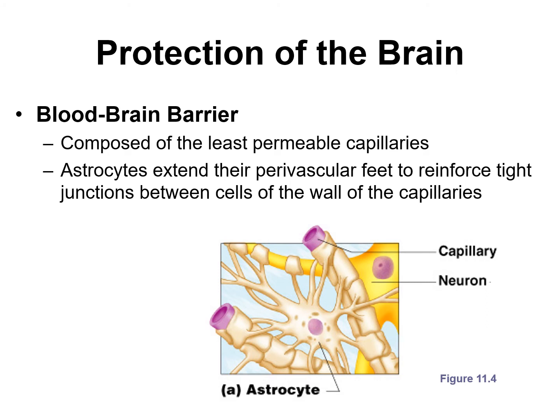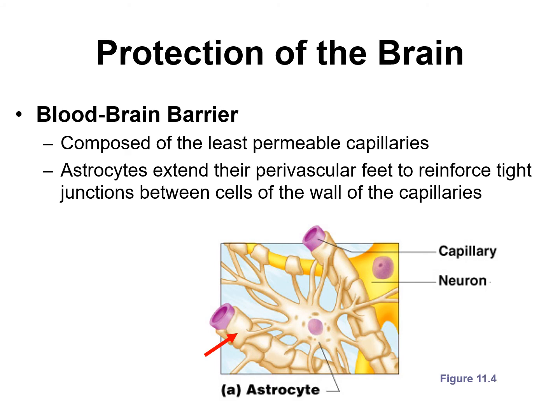This is where the blood-brain barrier comes into play. The blood-brain barrier is composed of the least permeable capillaries of the body. The walls of the capillaries are composed of cells that have tight junctions between one another. If you recall, tight junctions are impermeable junctions. They don't allow substances to pass between cells.